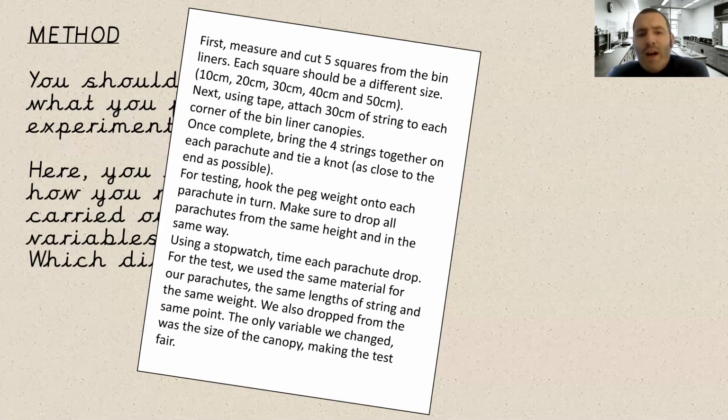Actually, no, not what we found, what we changed. My mistake there. And identify what the variable was. So in our parachutes investigation, it's the size of the canopy. If we were investigating something else, then we'd think, what's the one thing we changed? So going back to the example of our friction experiment, what we changed was the surface we pulled the shoe across. Everything else was kept the same.